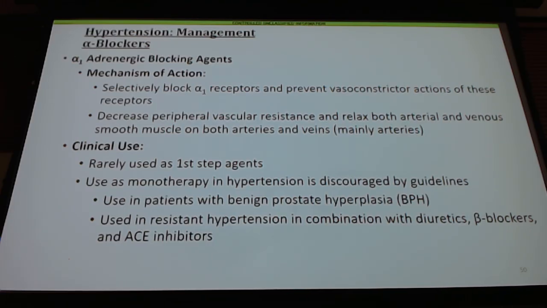Now this isn't a first-line agent, but your alpha-1 adrenergic blocking agents, we primarily use these for other things. They used to be first-line agents, but because of the side effect profile to them, we've stopped recommending these as first lines. But now we usually think of using these in our elderly male patients who have BPH, or benign prostatic hyperplasia, to help them be able to urinate better, right? We'll put them on it.